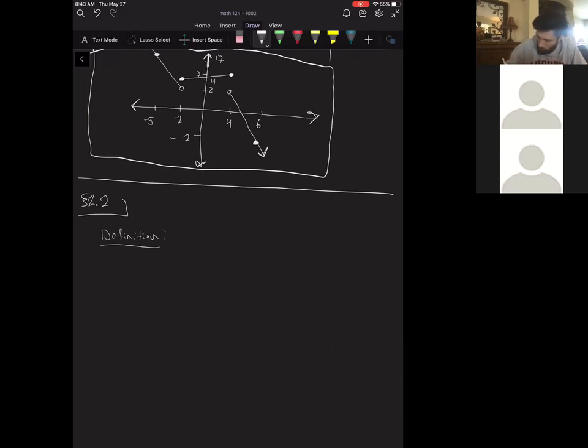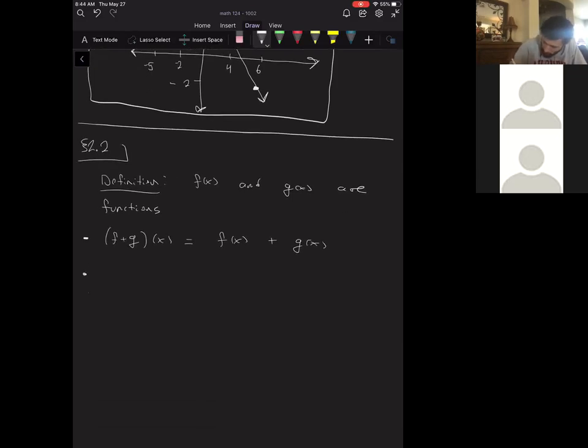Say we have f of x and g of x are functions. We have a couple of things. The first thing we define is f plus g of x. What this really just means is we add the 2 functions together. Another thing that we can define is f minus g of x, and this just means we subtract the 2 functions. And then we can have f times g of x. So this means we multiply the functions.